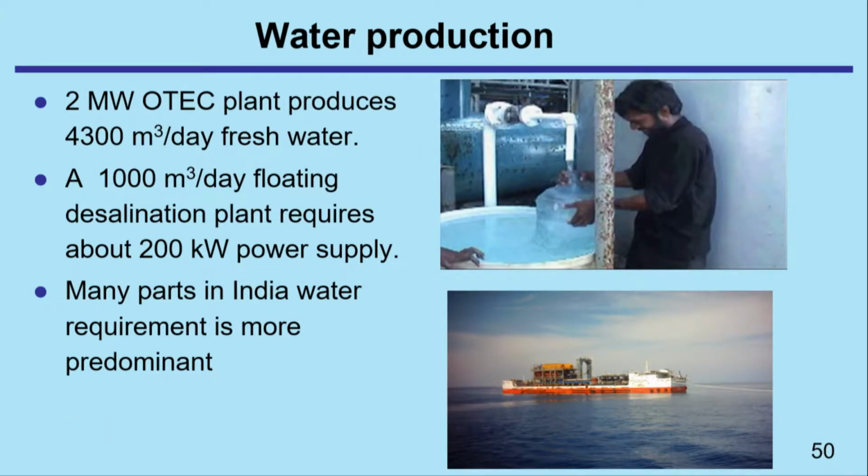As I indicated earlier, a 2 megawatt OTEC plant can produce about 43,000 cubic meters of fresh water. And this is really fresh water, it is DM water, that is demineralized water. Actually, to drink it, you have to add some minerals into that. So, this is available, and it requires about 200 kilowatts of power supply, and in many parts of India water requirement is predominant. So water production is one of the important byproducts of OTEC.